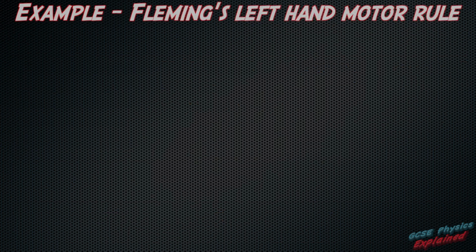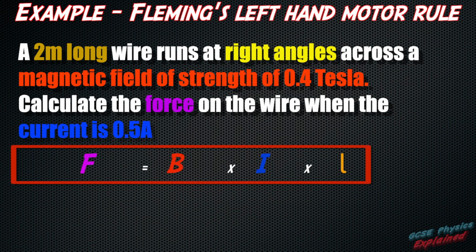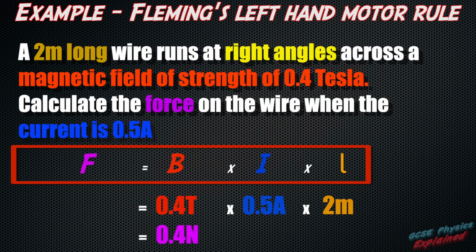Here's a typical question for you to try. A 2 metre long wire runs at right angles across a magnetic field with a strength of 0.4 tesla. Calculate the force on the wire when the current is 0.5 amps. Pause the video and have a go at answering. Here's the answer. Force equals magnetic field strength times current times length, equals 0.4 tesla times 0.5 amps times 2 metres, equals 0.4 newtons.